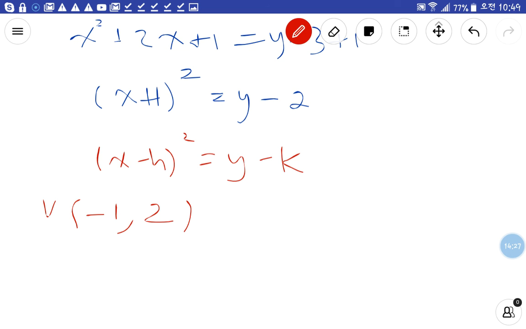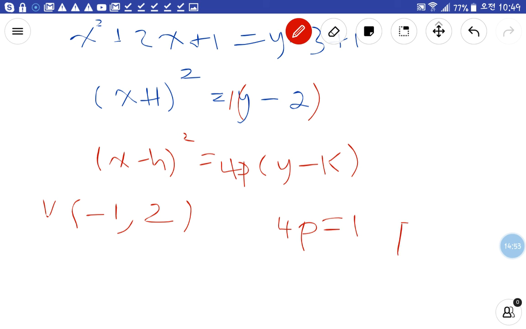Here there is a 1 in front of the y minus 2. Does it make sense to you? So, I forgot to put the 4p here. So 4p times y minus k. Now I can say my 4p would be equal to 1. Then my p would be 1 over 4.